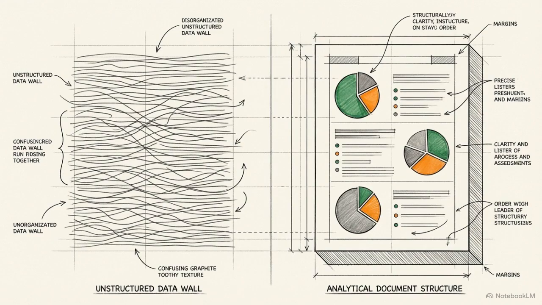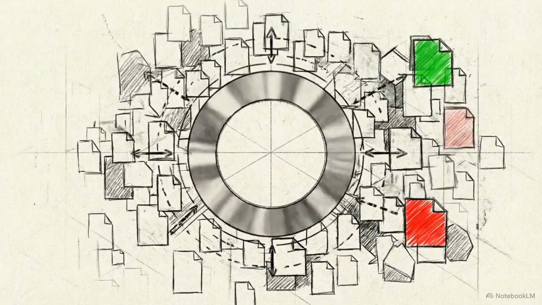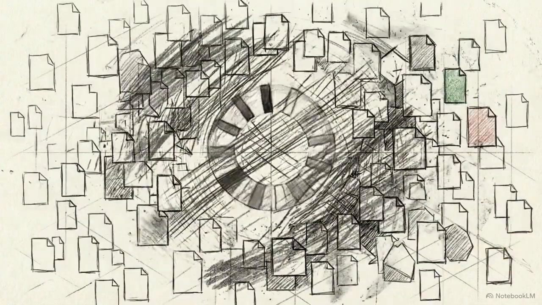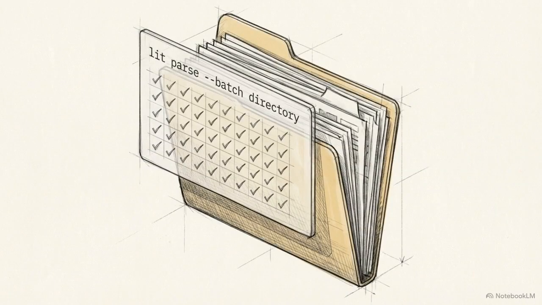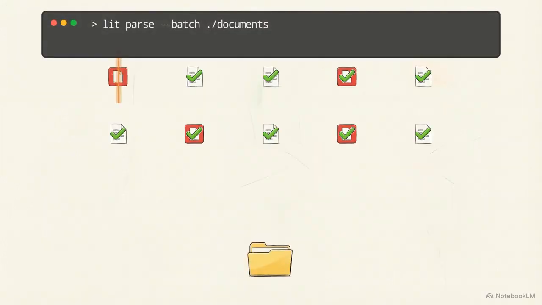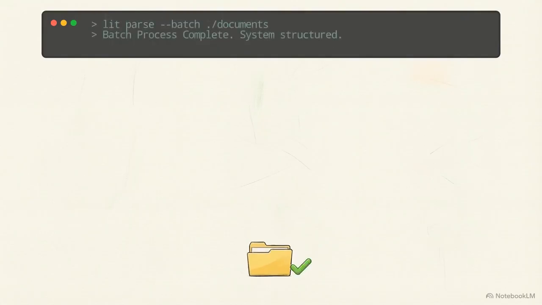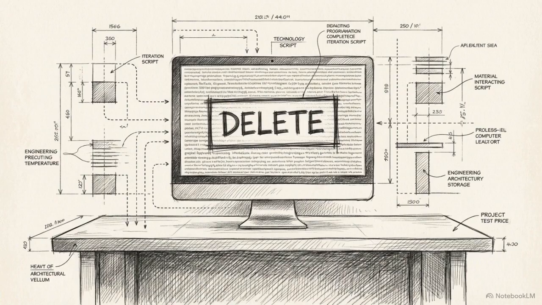Moving from a single file to a massive, disorganized directory of mixed formats is where local parsing usually bottlenecks. Instead of targeting one file, execute the batch parse command on the folder, lit batch-parse directory. The tool systematically works through the entire folder, automatically identifying and ingesting disparate file types without requiring any manual intervention. You no longer have to build and maintain complex boilerplate iteration scripts to loop through your files.